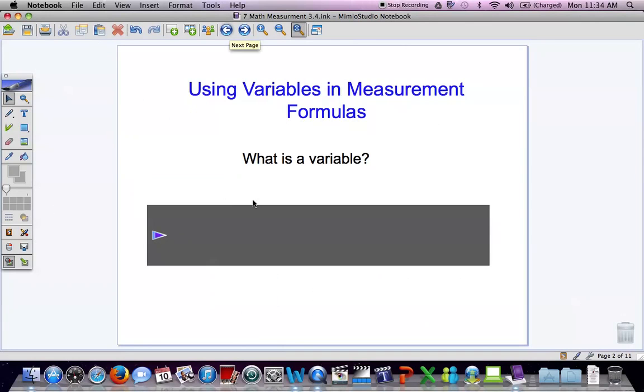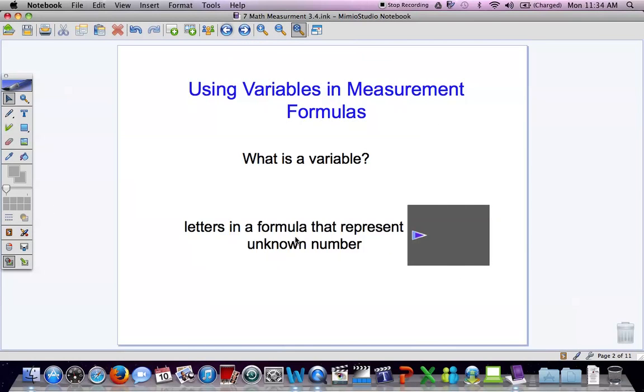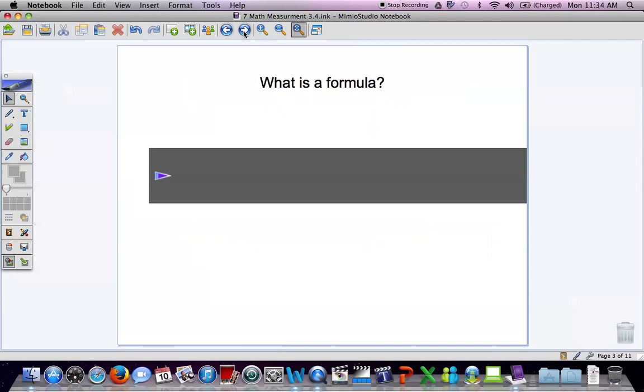First of all, we have to refresh our minds. Remember what we learned about in algebra, variables. These are letters in a formula that represent an unknown number. Like it could be a side length or a width length. It could be a perimeter, it could be a bunch of different things. Just any letter representing something that's unknown.